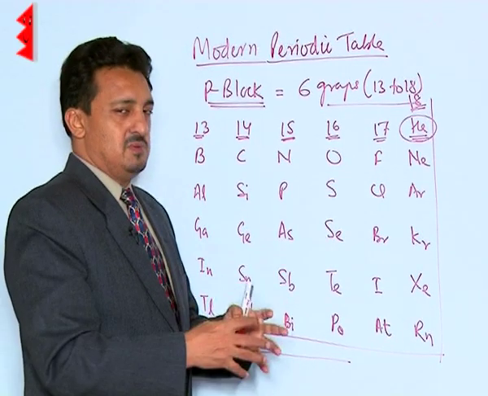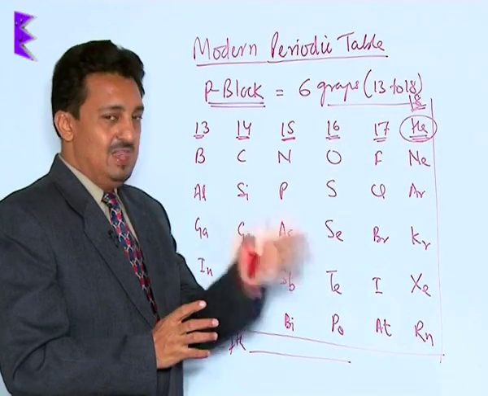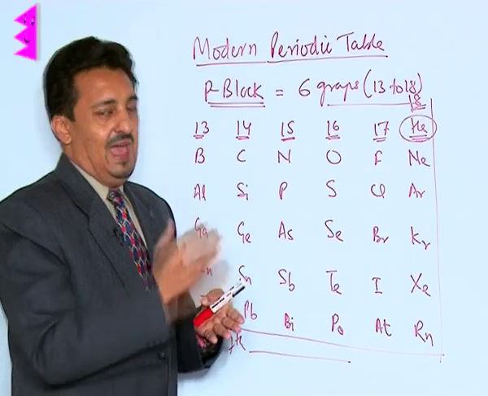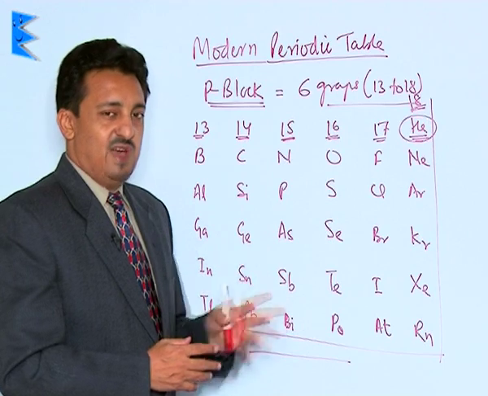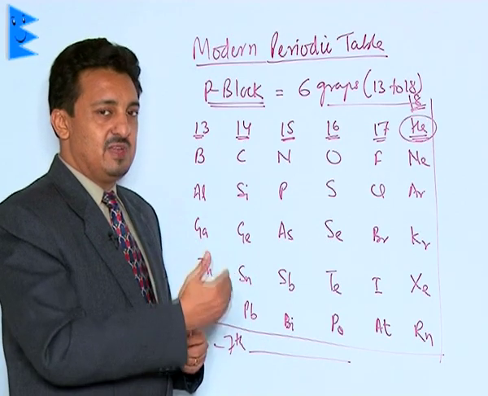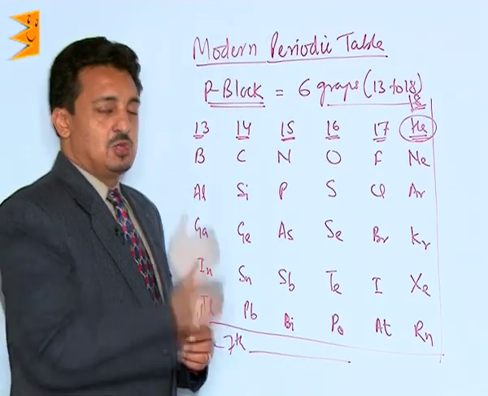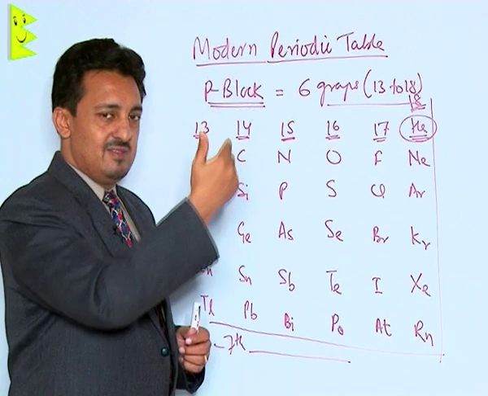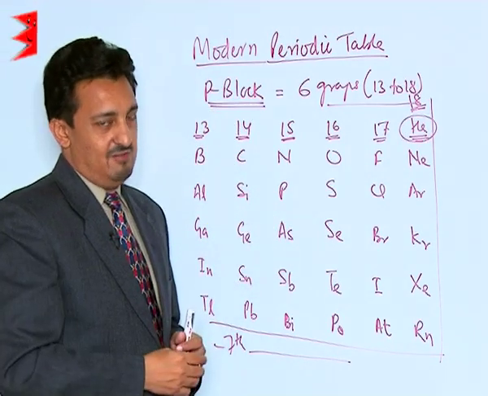It is the most complex block of the periodic table because it is the only block in which we have metals, non-metals, and metalloids existing together. Also, we will find great variation in the properties of the elements when moving from top to bottom in a group, because the topmost elements are non-metals, the middle ones show properties of metalloids, and the later ones show properties of metals.